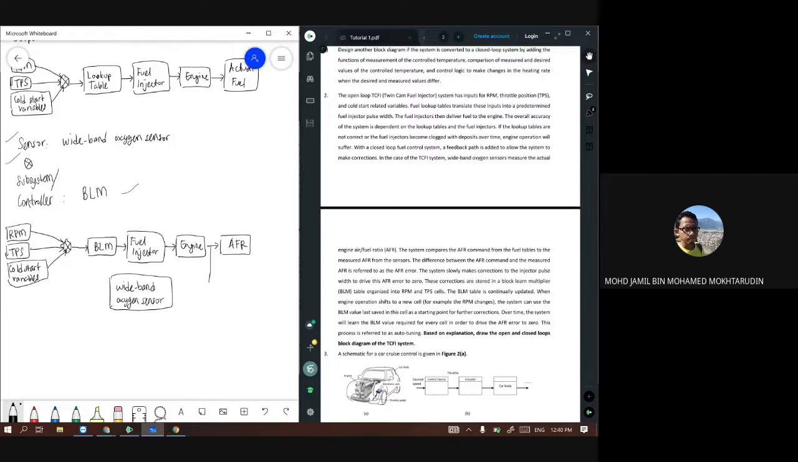So it measures the AFR and compares it with the input. Okay, so something like this, the answer. You must have a sensor, a feedback loop, and the circle with cross. So you must have this feedback loop and sensor to make it a closed loop system.